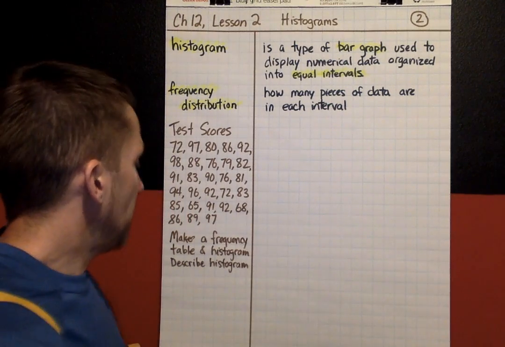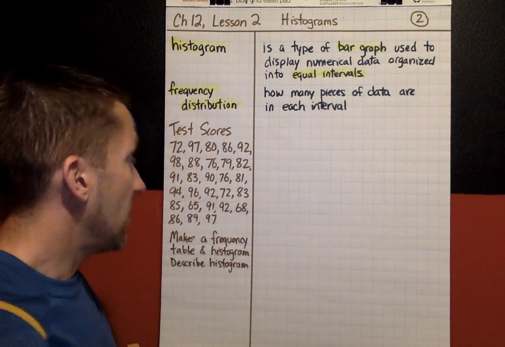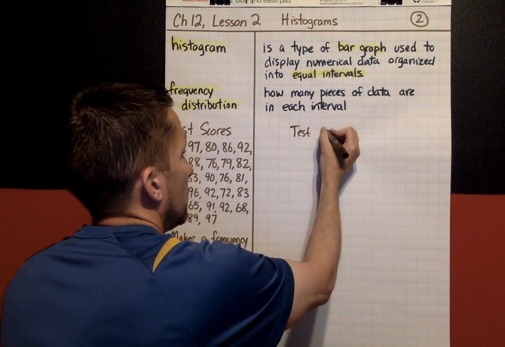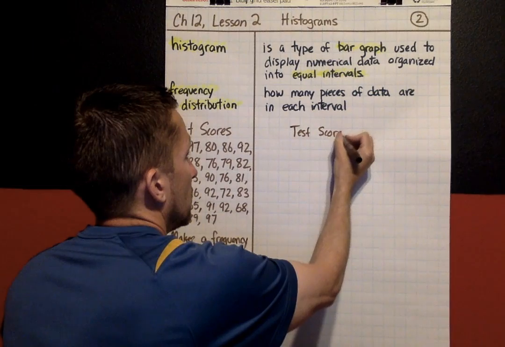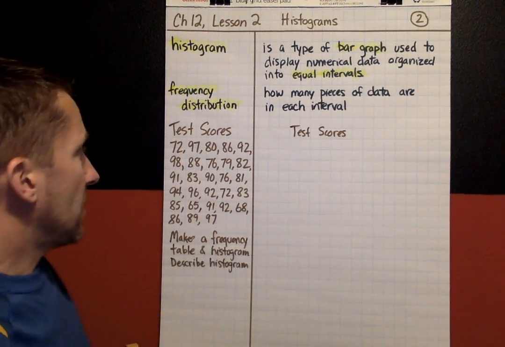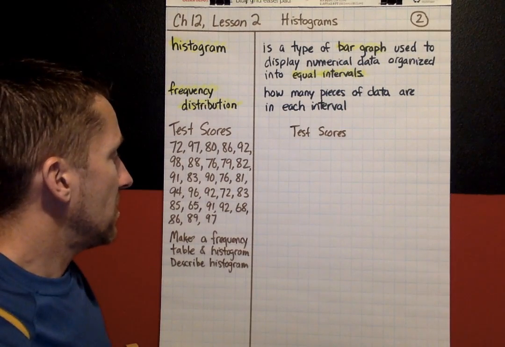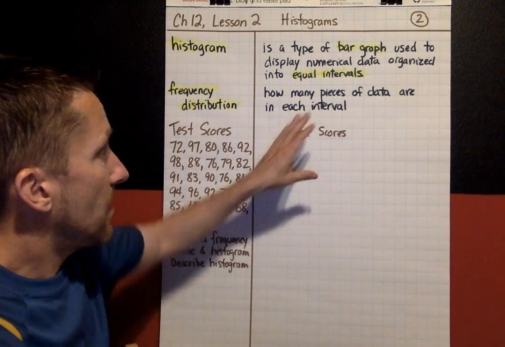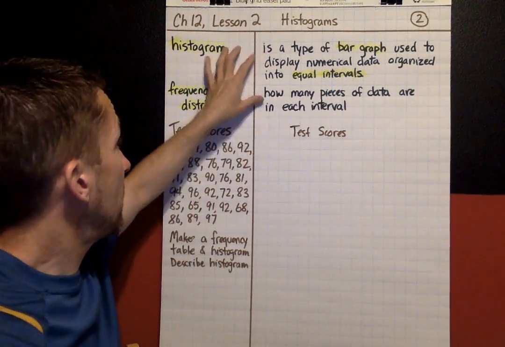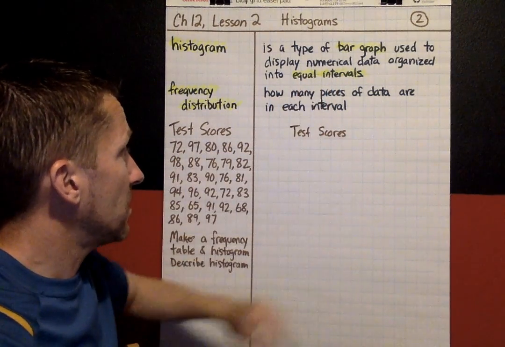Alright, so the first thing we're going to do is we're going to make a frequency table. So that's what this is. And I'm going to label this test scores. And the first thing when we're making our frequency table, I'm going to go back to these equal intervals. Okay, that's one of the big ideas to making a histogram: you've got to have equal intervals.